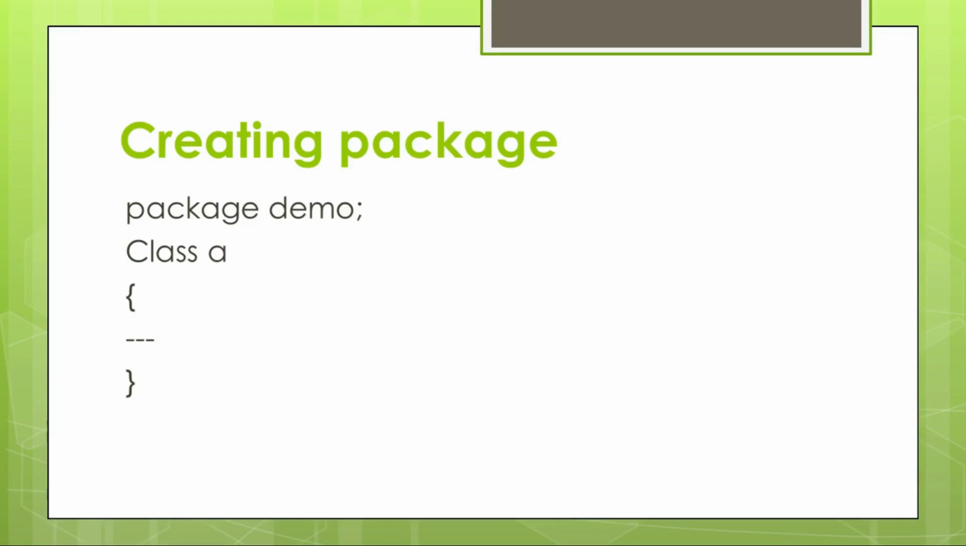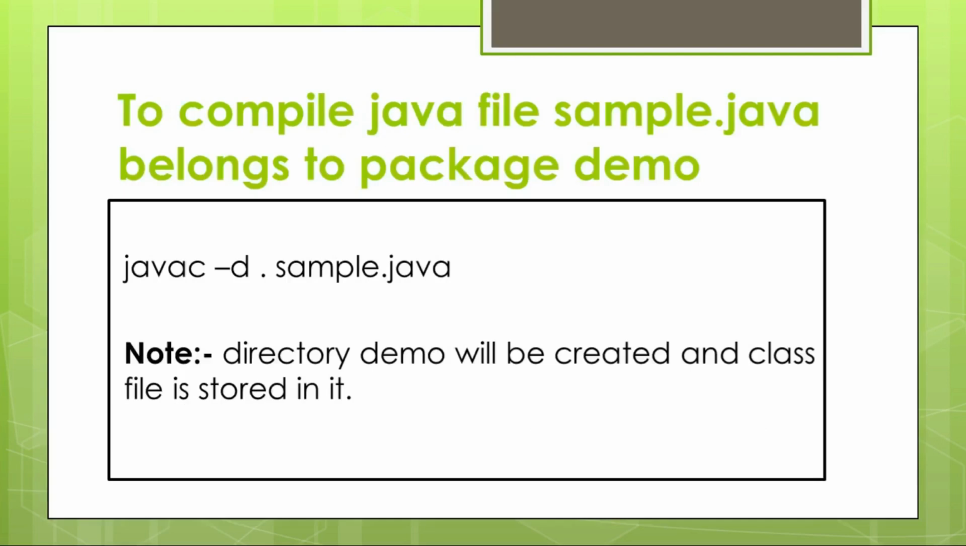During compilation, while creating the class file itself, it writes in the bytecode that this class relates to this particular package directory. So it's very important to use this command: javac -d . sample.java. Sample.java is the file name that I want to compile. In this sample.java, I have written package demo. So a demo folder will be created in case it is not available.